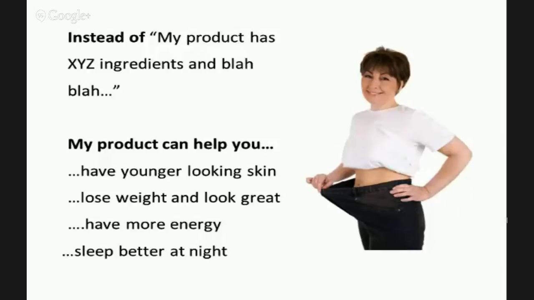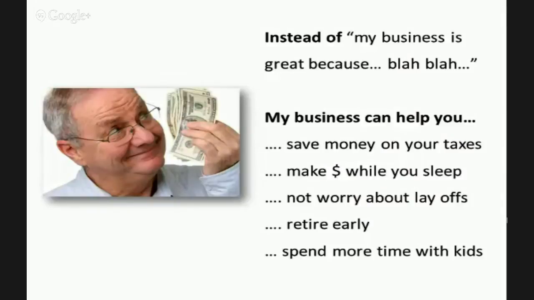Same is true for the business. Instead of my business is great because of the comp plan and the company, and let me tell you all about it, yada, yada, let's just be really clear. My business can help you save money on your taxes. Most people have no clue how much money they can save on taxes every year just by having a home-based business. That is a really cool benefit, and helping them see that is very compelling. My business can help you make money while you sleep. Well, who doesn't want that? My business can help you not have to worry about being laid off at work. Or my business can help you retire early or spend more time with the kids. These, again, are very simple, but it helps your prospect instantly connect to what's in it for them.